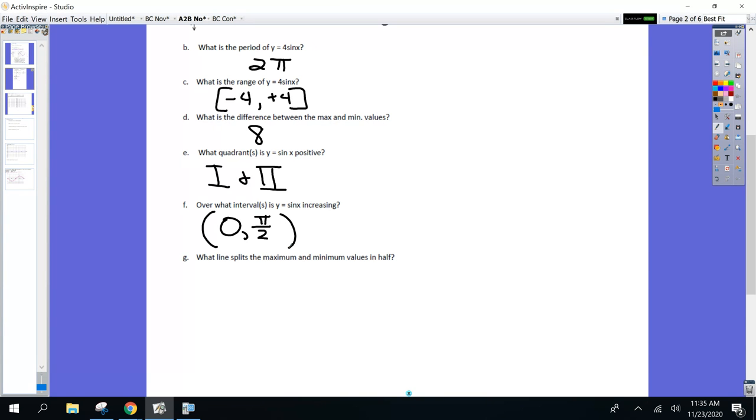And then you know what? Cross off G. I don't care about this at all. That's not important to me, and it's not going to be important to you. Yep, go ahead, Caroline.